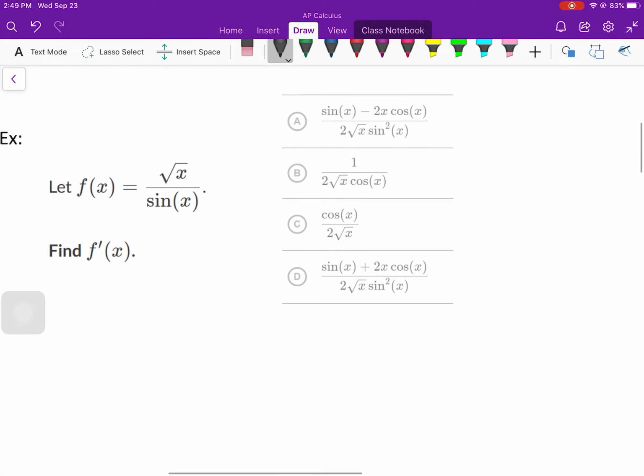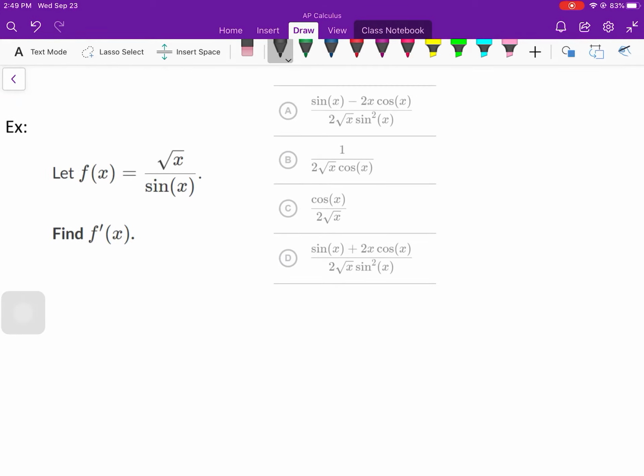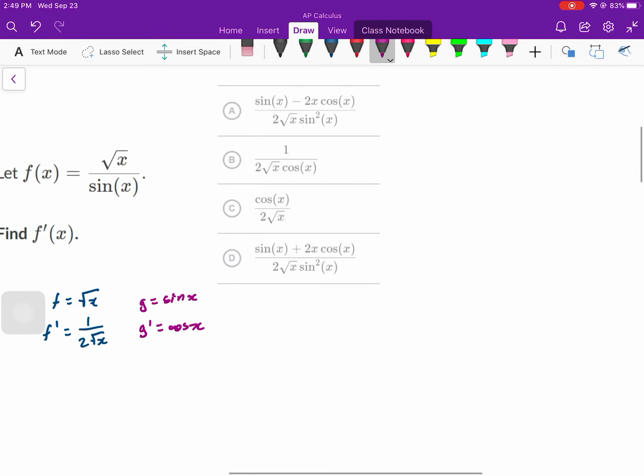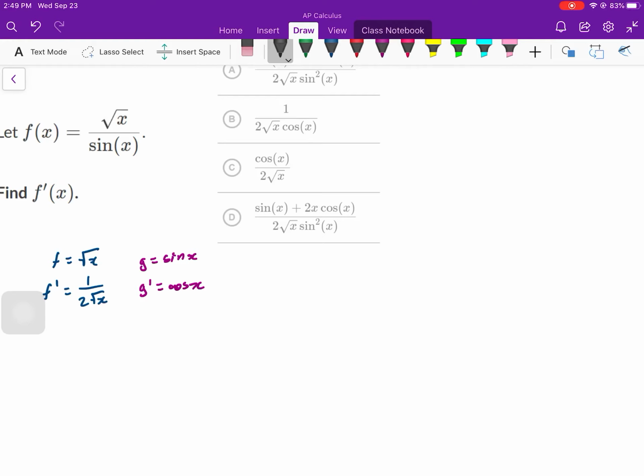Here's a good one. I know I put this in there for a reason. So F is square root of X, so F prime is 1 over 2 square root of X. You can go through writing the fraction and all of that if you want to. G is sine of X, so G prime is cosine X. So I'm going to run it right through the formula. We'll have F prime times G, so that's 1 over 2 square root of X times sine X, minus F, which is square root of X, times G prime, cosine of X. All of this over G squared, so over sine of X squared.